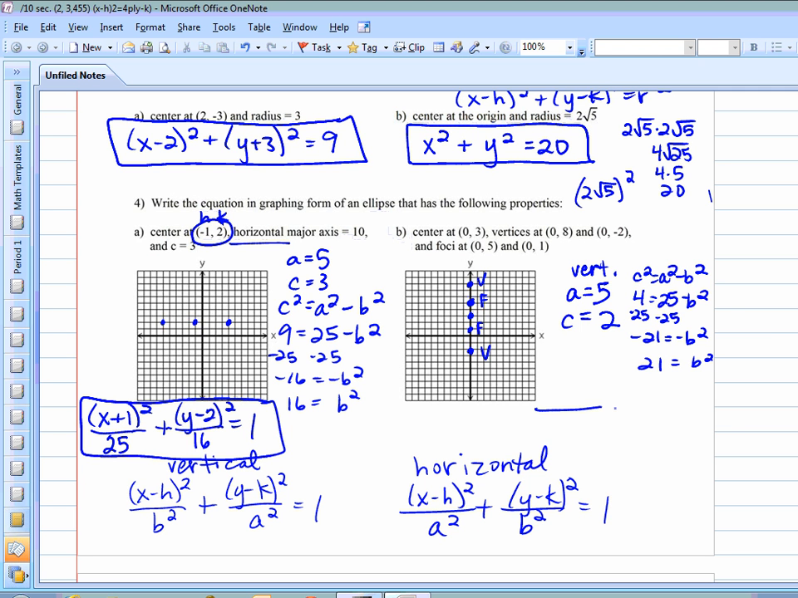Because it's vertical, we have the a squared being under the y, but we're going to start with our center, and I'm going to circle that. So x minus 0, which I don't need to put the parentheses then. It'll be x squared, (y minus 3) squared. And again, vertical, because the a squared is going to go under the y, b squared under the x.